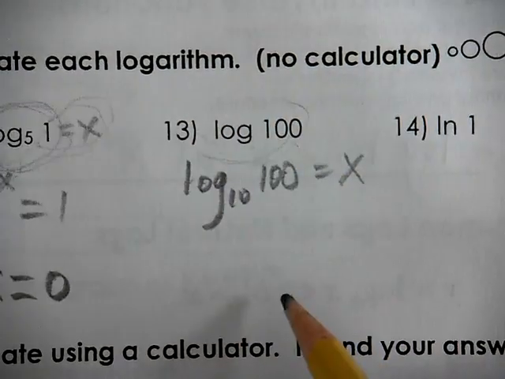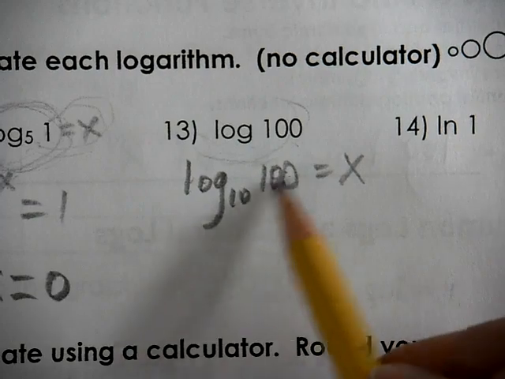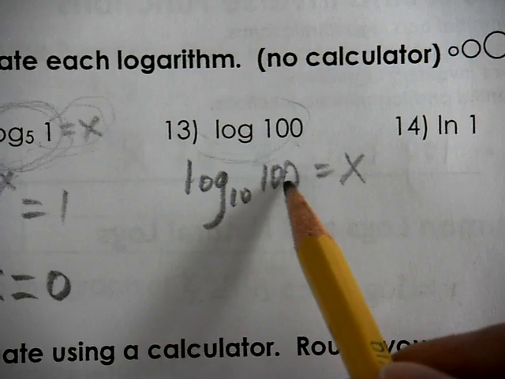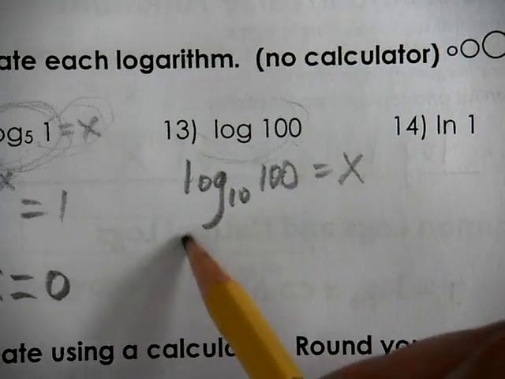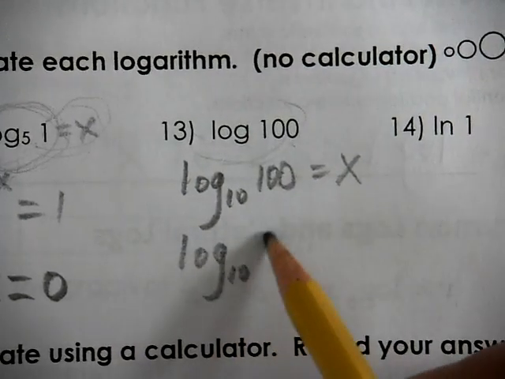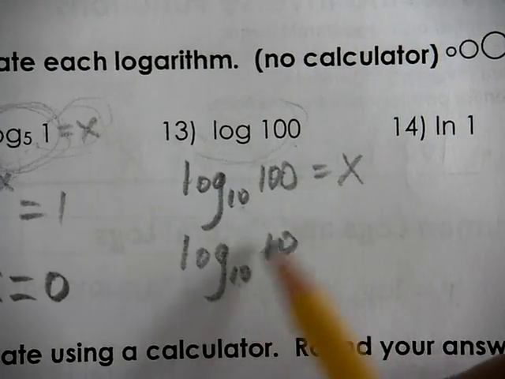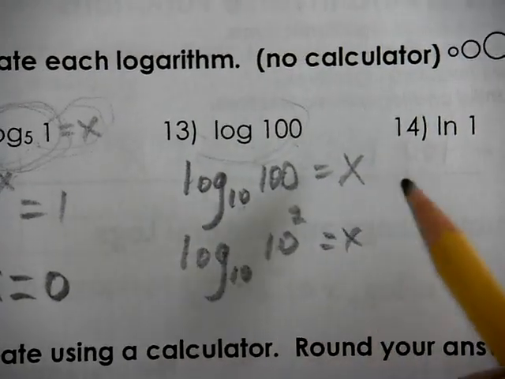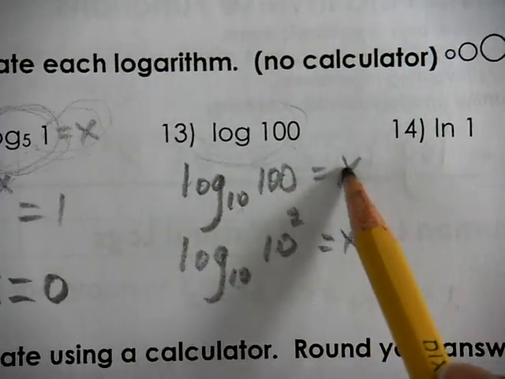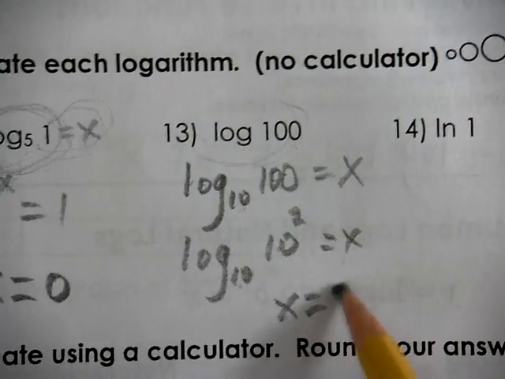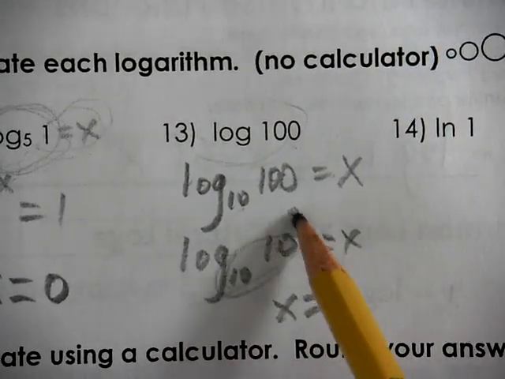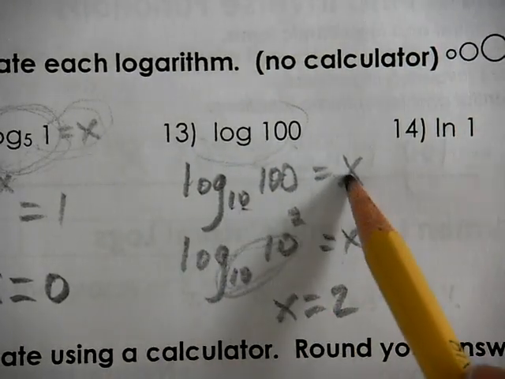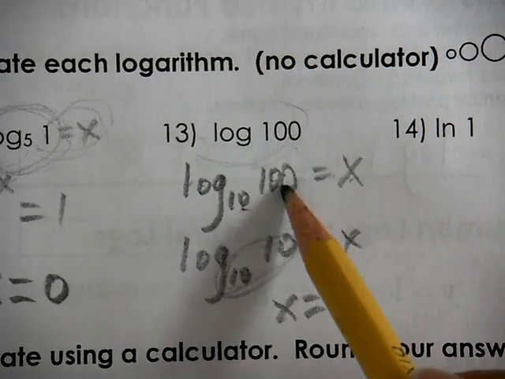How can we evaluate this? Well, there are different ways to think about it. We can write what we're trying to take the log of with the same base as the logarithm itself. 100 is 10 squared. So we know that this is going to be 2. When these match, that's what the logarithm equals. So 10 to the 2nd power equals 100.